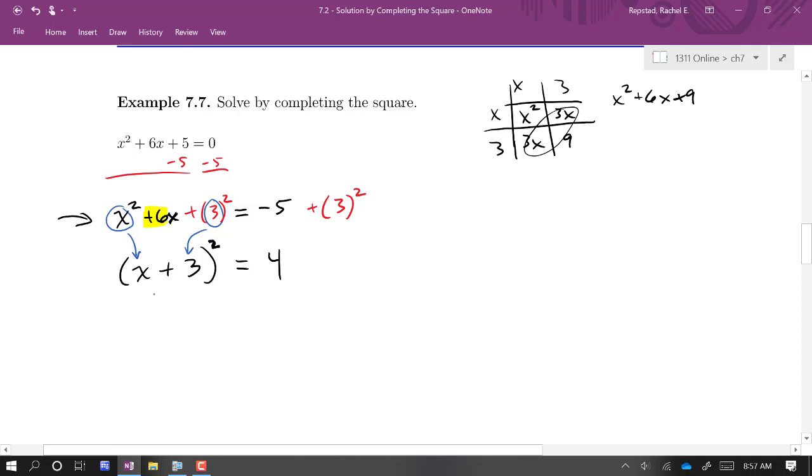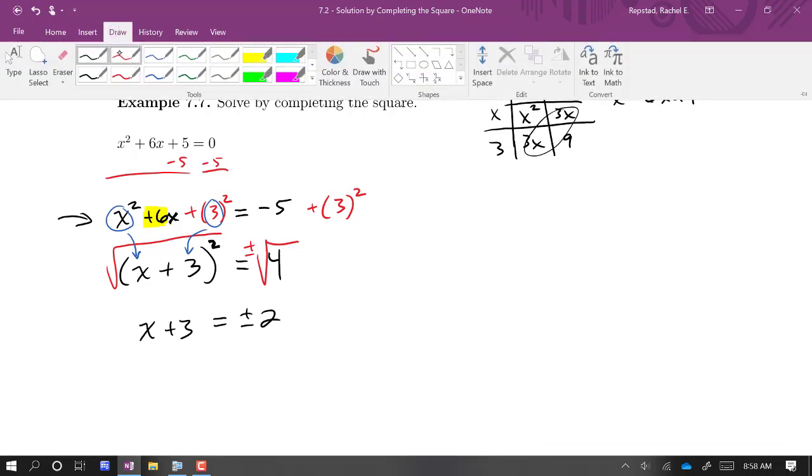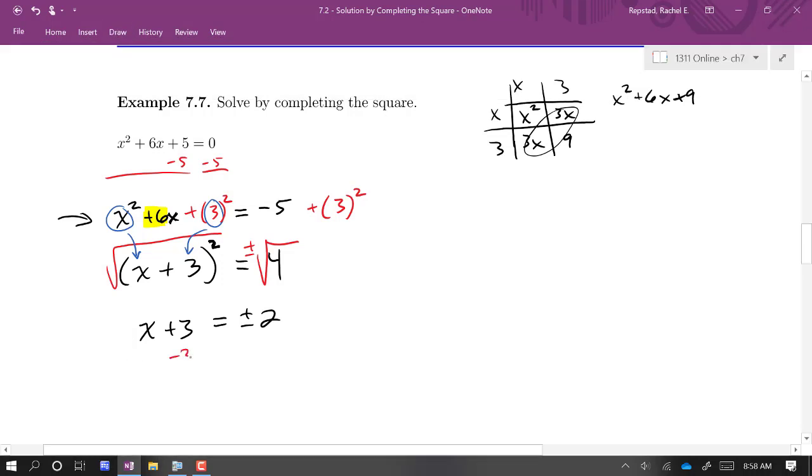Now we're looking at an equation where the left side is the perfect square. That's where our x lives. And we have a constant by itself on the other side. We're ready to take the square root. We need to consider both the positive and negative roots of 4. And so we know that x plus 3 is plus or minus 2. And now all we need is to subtract 3.